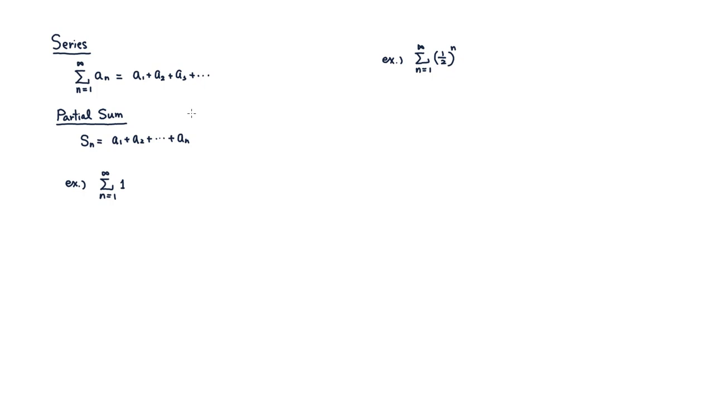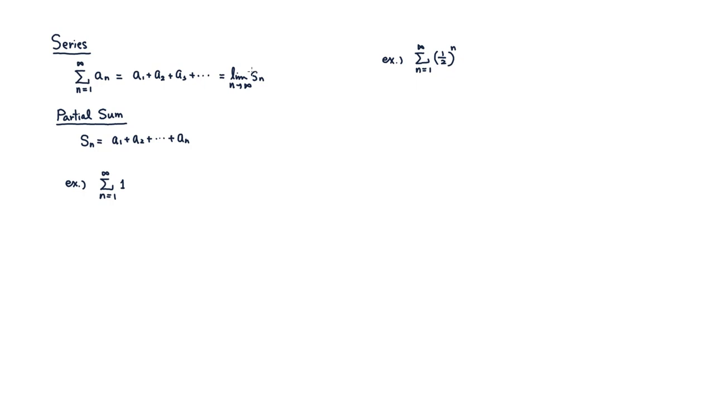Then we can define the infinite sum to be the limit of the partial sum as n approaches infinity. So we know that this is going to be the limit of Sn as n approaches infinity. Since this is a limit, it might not converge to a finite number. It might diverge, or the limit might not exist.